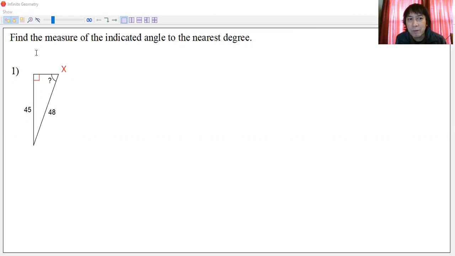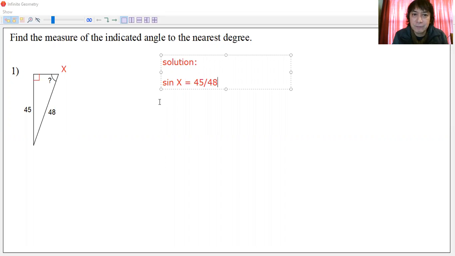So we have the 48 hypotenuse. So we have here opposite side and hypotenuse, and we can only determine the angle by means of the sine ratio. So our solution will be using the sine ratio. All right, so let us solve it. So we have sine of x that is equal to the ratio of 45 over 48. And so we will have to consider inverse sine.